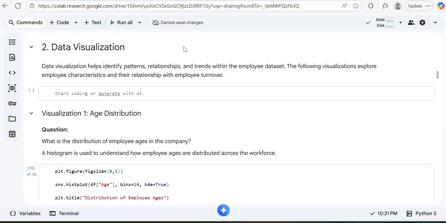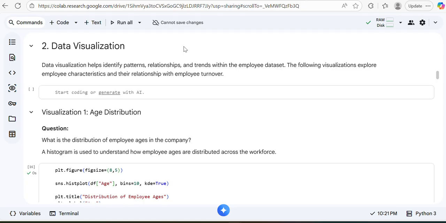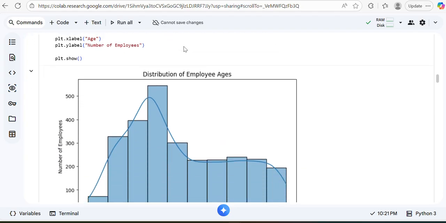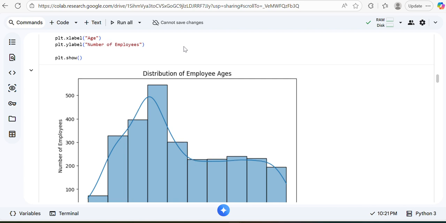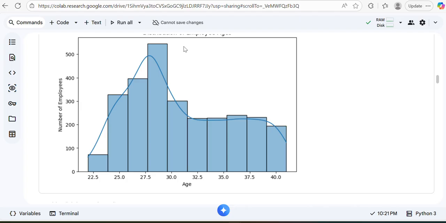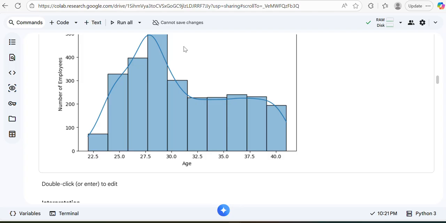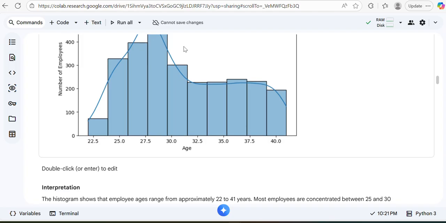Data visualization. I explored the data using visualization. The first graph was a histogram showing the distribution of employee age. From this graph, I observed that most employees were between approximately 25 and 30 years old, indicating that the company has a relatively young workforce. The second visualization compared employment status by gender. This graph showed that more male employees were included in the data set, and more males stayed than left. Female employees appeared to have relatively higher turnover rates.